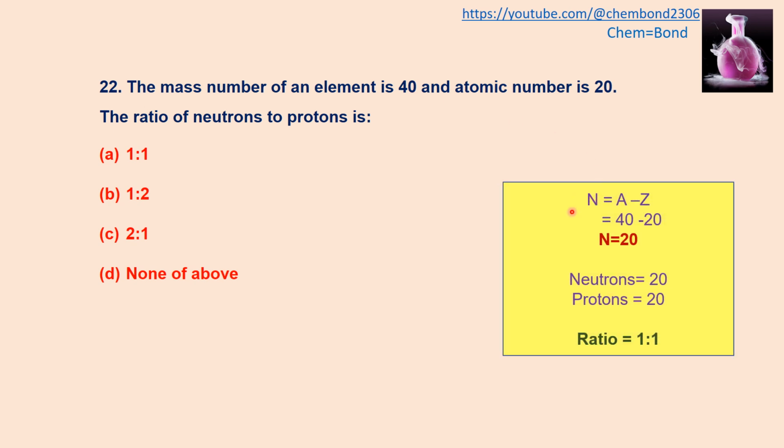The number of neutrons may be calculated as mass number minus atomic number. 40 is the mass number, minus the atomic number, which is the number of protons, 20. We get the number of neutrons equal to 20. So the neutron number is 20 and the proton number is 20. So the ratio is 1:1. So the answer is A.